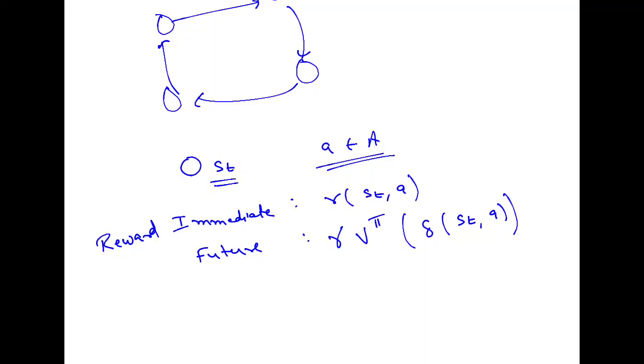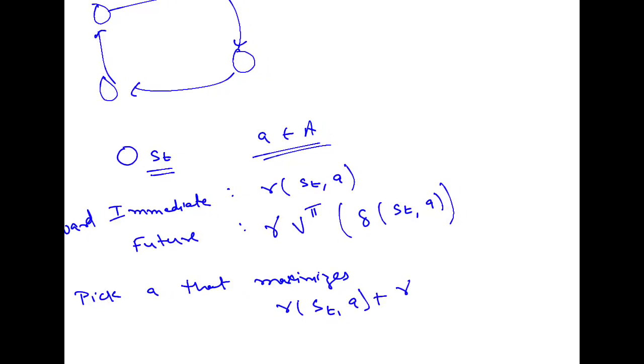So what do I do? Pick the a that maximizes R of s_t comma a plus gamma times V pi of delta of s_t comma a. If at all I knew what V pi was, only then I could do that.